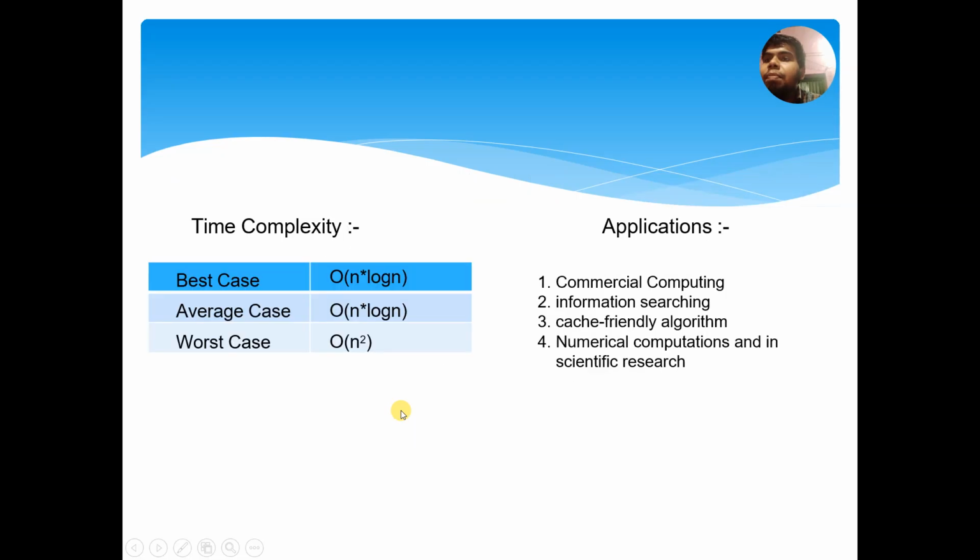Time complexity of QuickSort: best case big O of n log n, average case big O of n log n, worst case big O of n square.